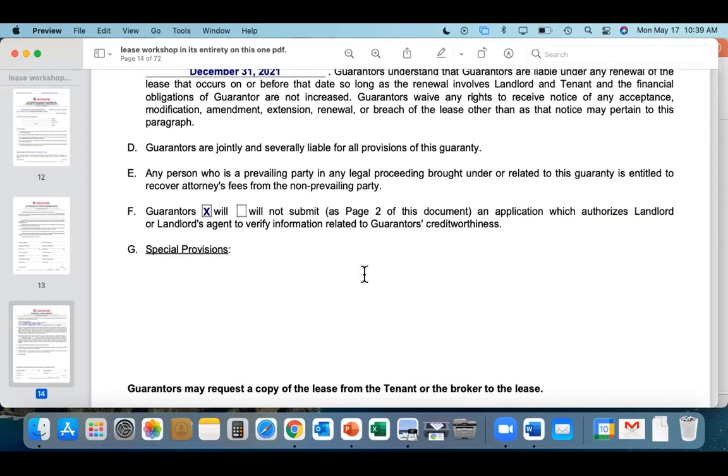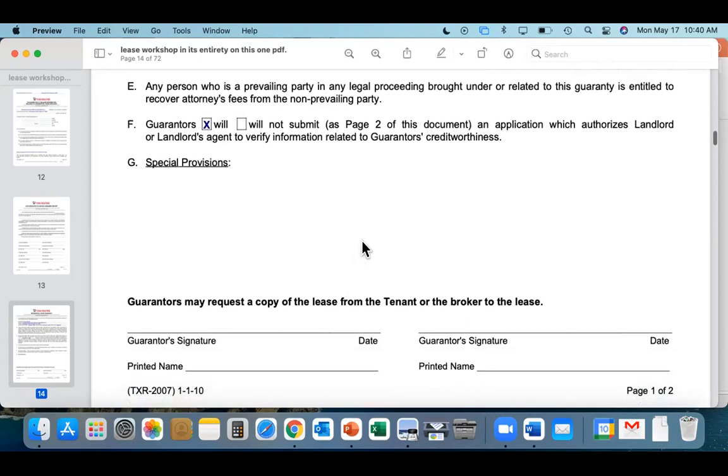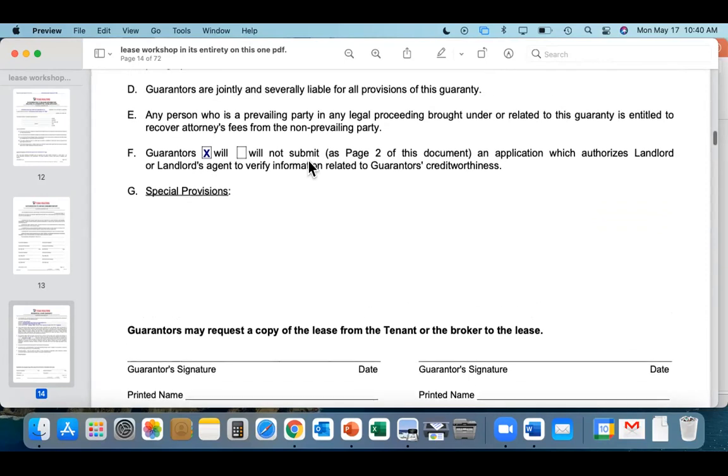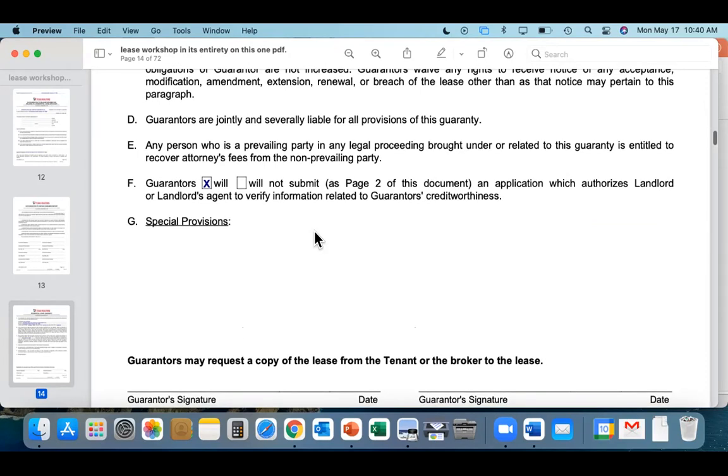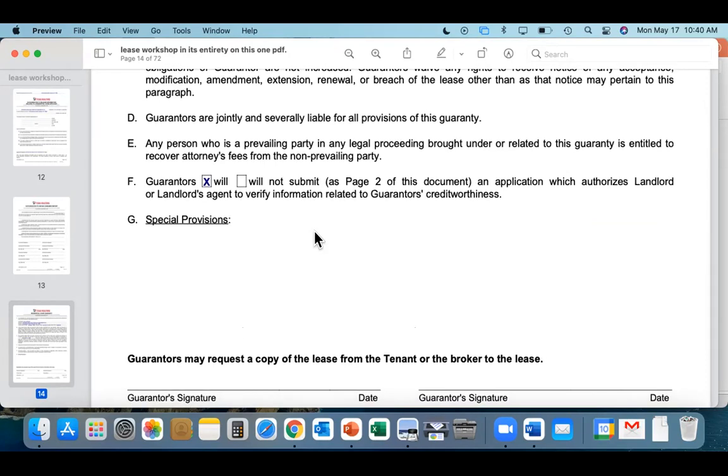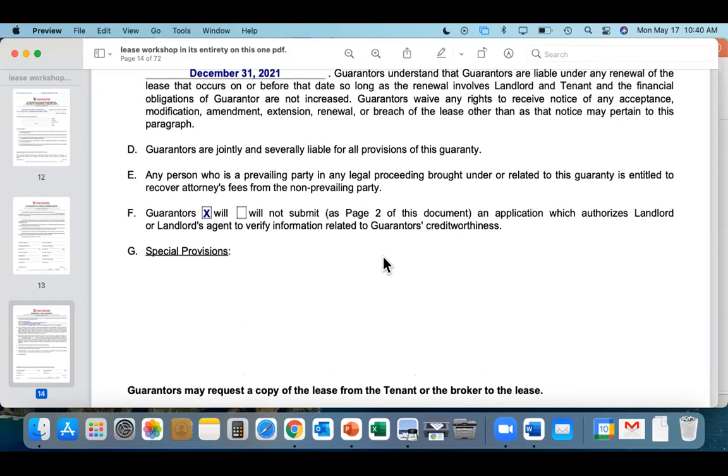When leases expire, I'll show you in the lease section, it does go automatic renewal month to month unless somebody terminates and shuts it down. So in that case, the guarantor is still on the hook if that kicks into play. And this paragraph F is where you would mark an X if the guarantor will submit an application or not. It all just depends if the landlord is going to want one. 99% of the time, if there's a guarantor involved, he's going to want an application on them as well.